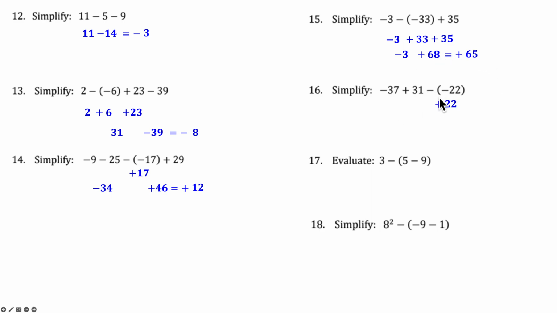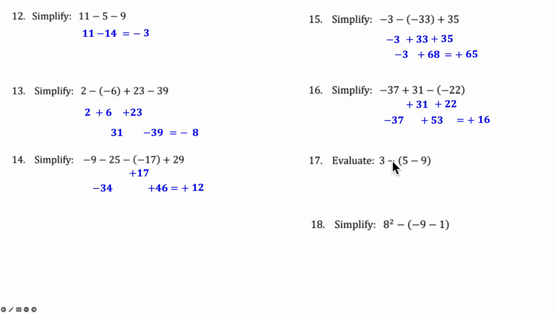Fix the double signs, positive 22. All right, so bring down the other positive. 31 plus 22 is going to be 53. Now bring down the negative 37. 53 is bigger, so it's a positive. The signs are different. Subtract 53 minus 37, 16.